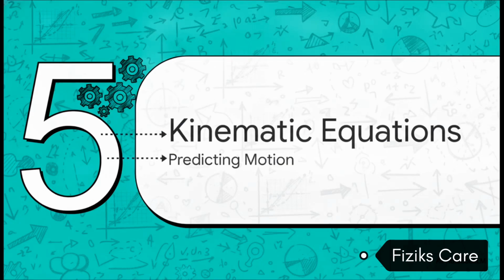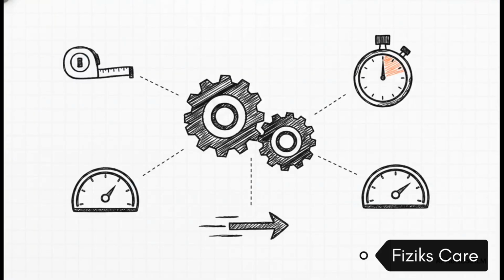Section 5. The kinematic equations. Now that we've mapped out position, displacement, velocity, and acceleration, it's time to tie the whole shebang together. Take a look at these. These are the 3 kinematic equations. They are basically the mathematical engines that connect displacement, time, initial velocity, final velocity, and constant acceleration.